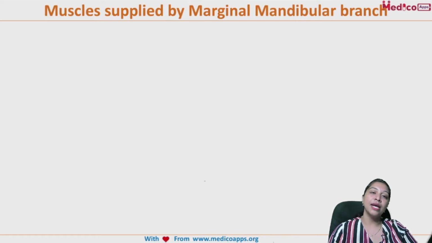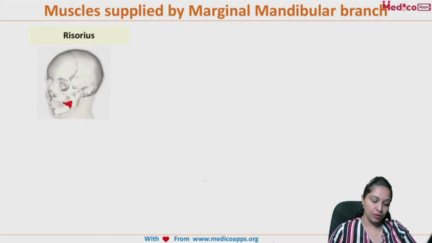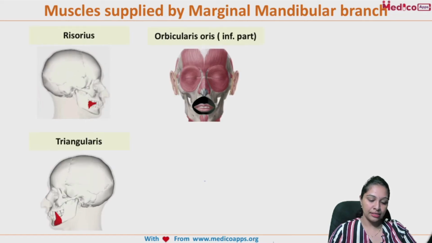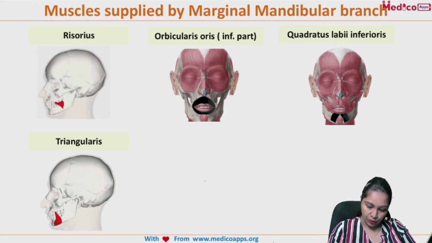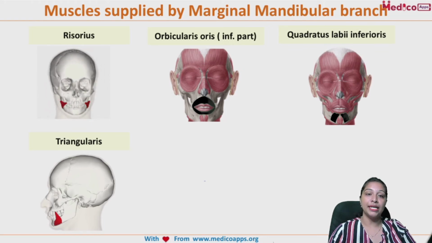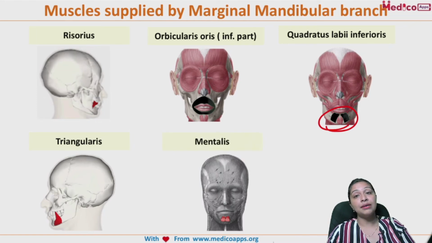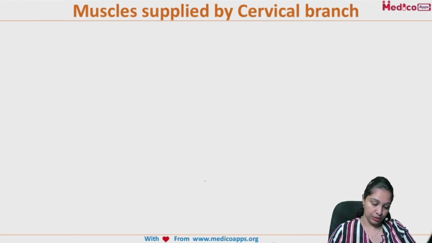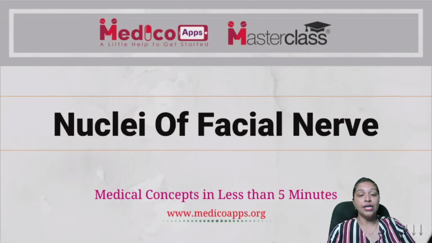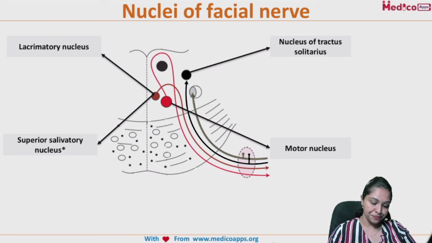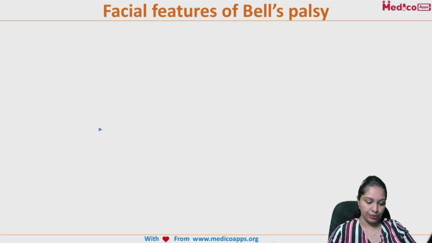Now, the muscles supplied by the marginal mandibular branch include the risorius, the triangularis, the orbicularis oris, the quadratus labii inferioris, that is over here, and also the mentalis muscle. Then the muscles supplied by the cervical branch of this nerve include the platysma. Okay, so the platysma is supplied by the cervical branch of the facial nerve. Now let us look at the nuclei of the facial nerve. So these are the lacrimatory nucleus, the superior salivatory nucleus, nucleus tractus solitarius, and a motor nucleus.